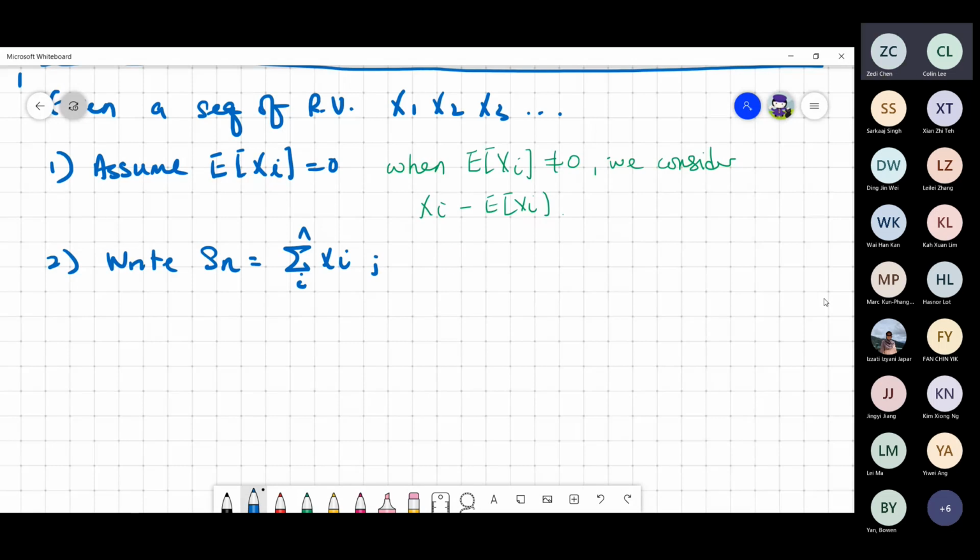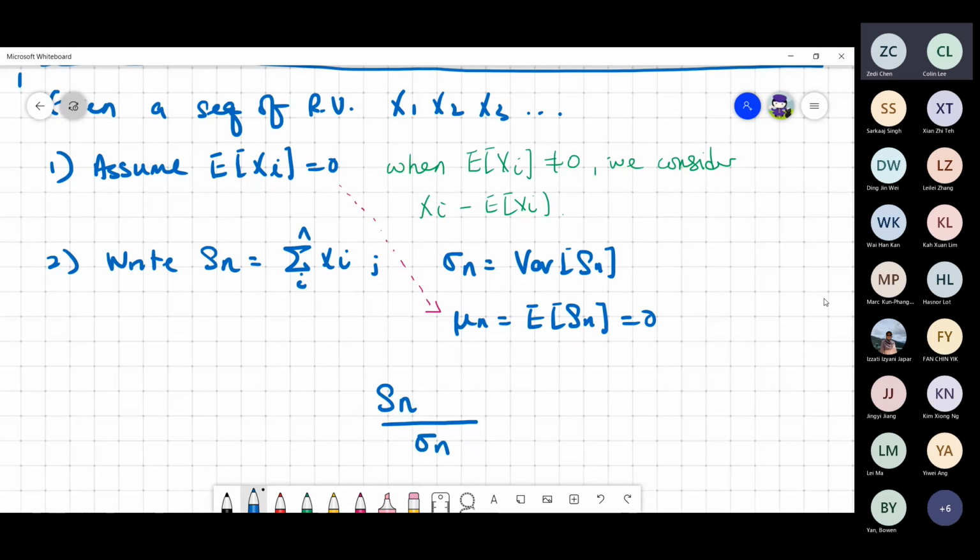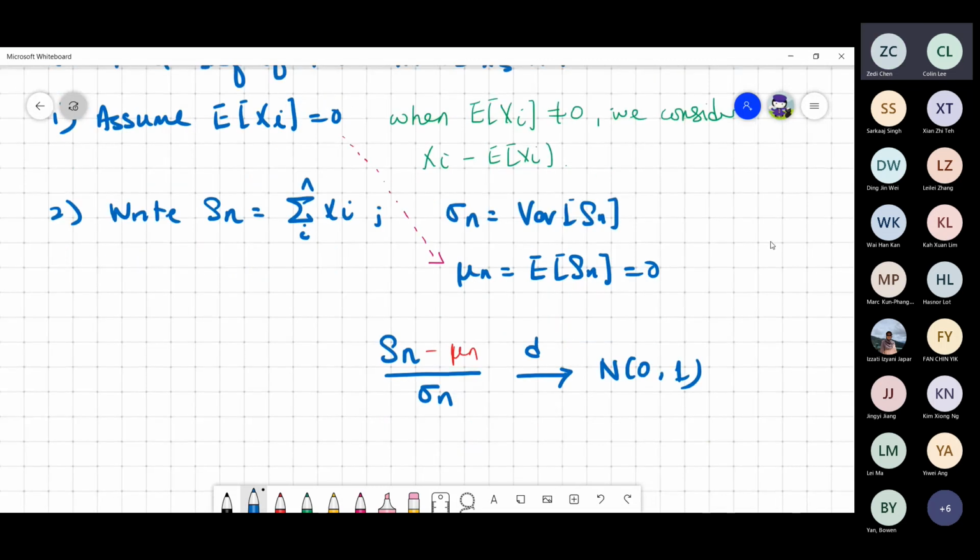And also we write sigma n to be the variance of Sn. Because E of xi is 0, that automatically implies the mean of Sn will be 0. Now this is what we call the central limit theorem. Sn over sigma n, in fact we have to subtract the mean, converges to the standard normal distribution in distribution.